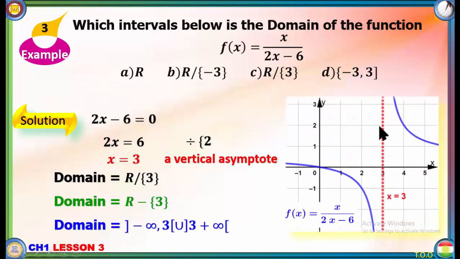As you can see in the graph of this function, x equal 3 is a vertical asymptote, so the domain is all real numbers except x equal to 3. C is the correct choice.